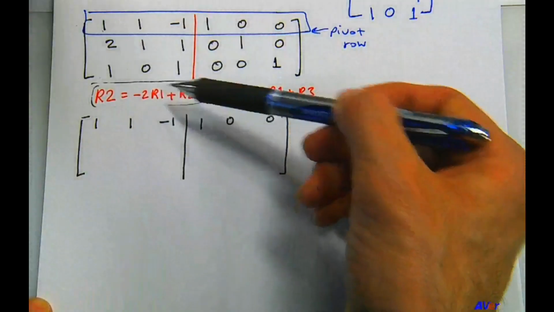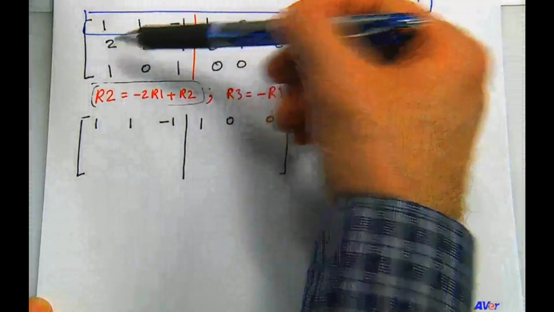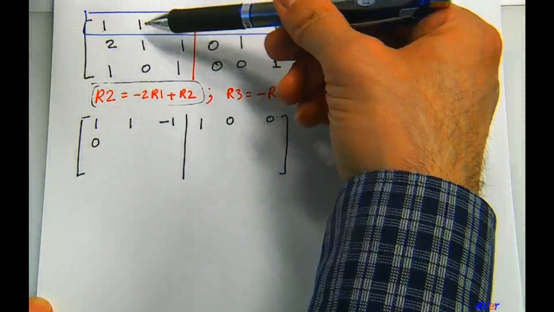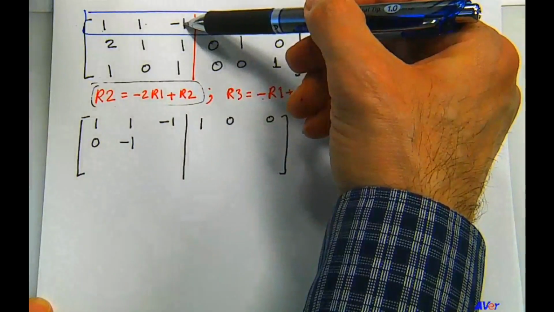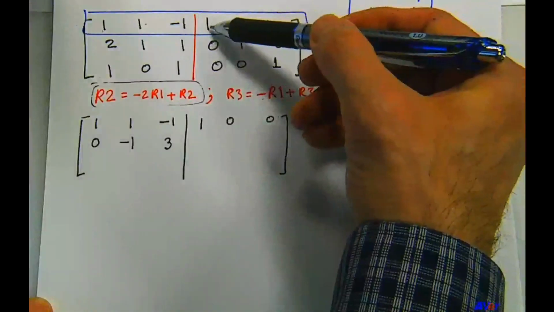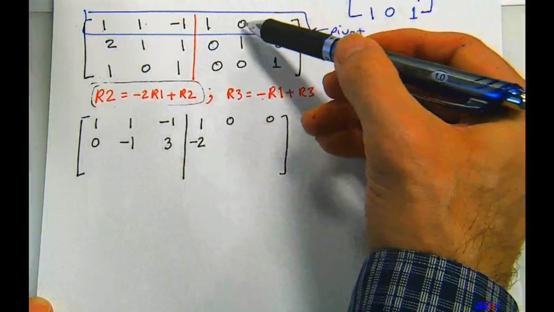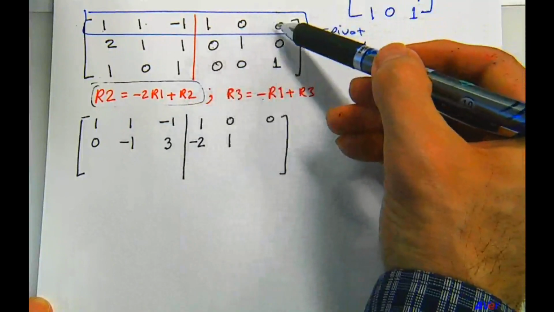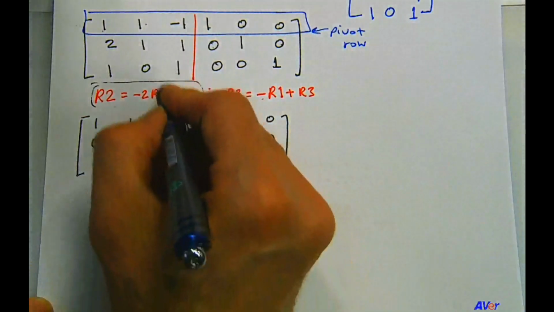Minus twice the row 1 and then plus row 2. Minus 2 times 1 is minus 2, plus 2, 0. Minus 2 times 1 is minus 2, plus 1, negative 1. Minus 2 times minus 1, that's positive 2, plus 1, 3. Minus 2 times 1 is minus 2, plus 0, minus 2. Minus 2 times 0 is 0, plus 1 is 1. Minus 2 times 0 is 0, plus 0 is 0. Okay, we're done with this row operation.